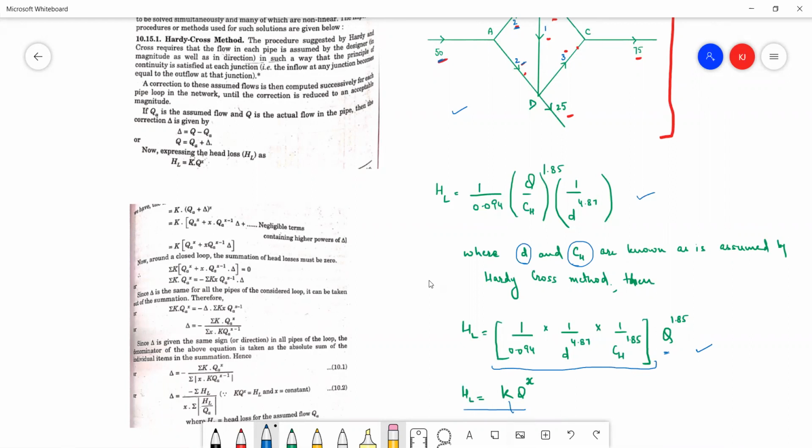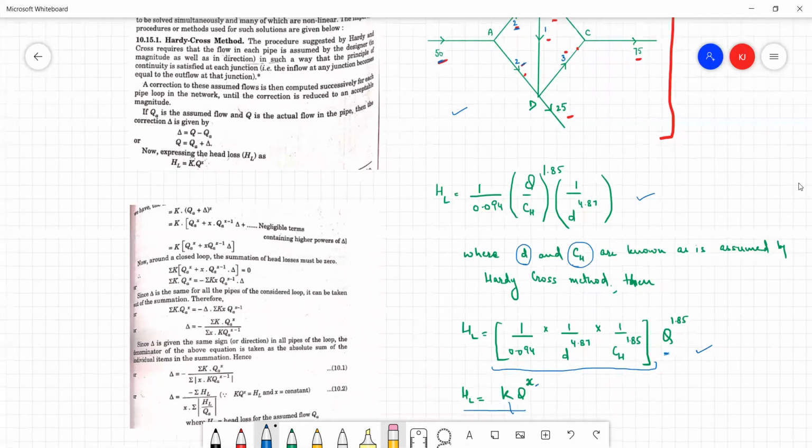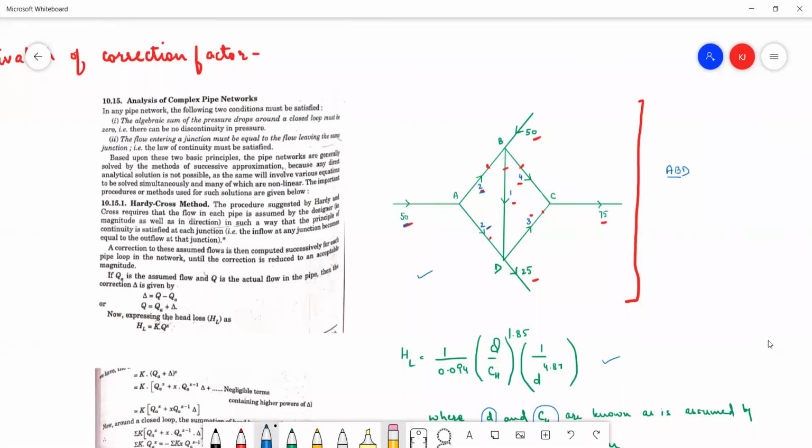You have the K value, the discharge assumed, and the power, which is something like X. Now this power X may be given to you, or you may have to assume it, and usually in most cases it is assumed as 2. So you know the K value. In this particular ABD loop, you are given the K values 2, 1, and 2, and you need to find out the flows.